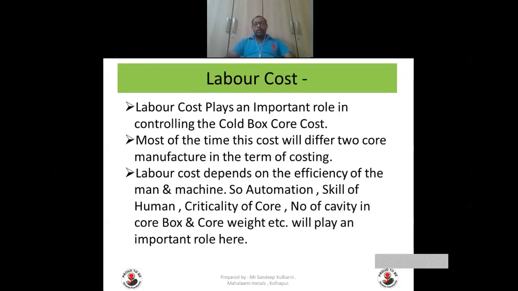Labor cost. Labor cost plays an important role in controlling ColdBox core cost. Most of the time, this cost will differ from core manufacturer to core manufacturer in terms of costing. Labor cost depends on the efficiency of the man and machine. So automation, skill of human, criticality of core, number of cavities in core box and core weight, etc. will play an important role here.